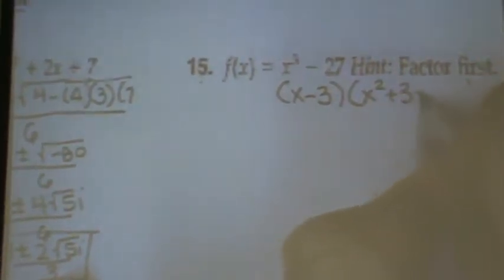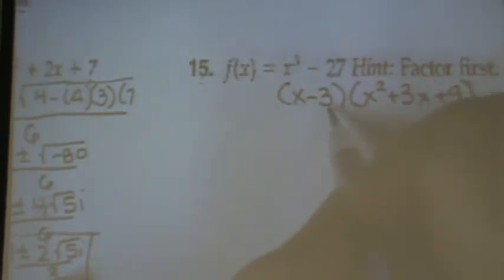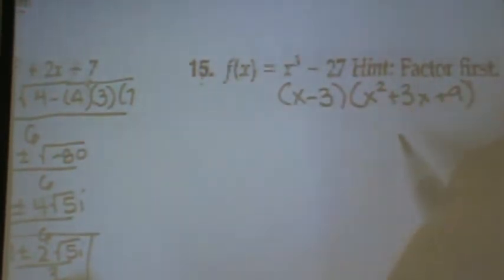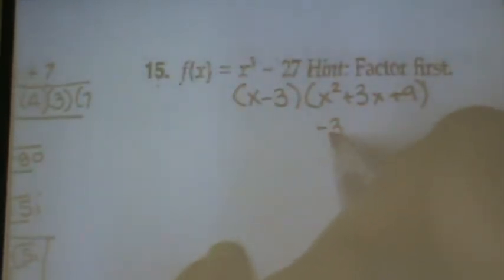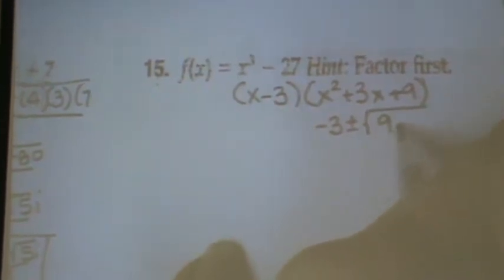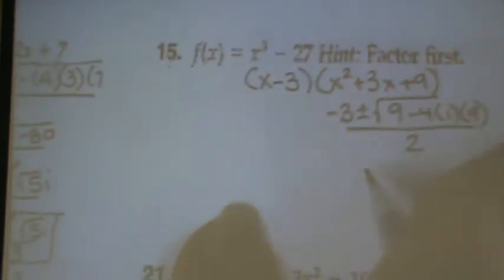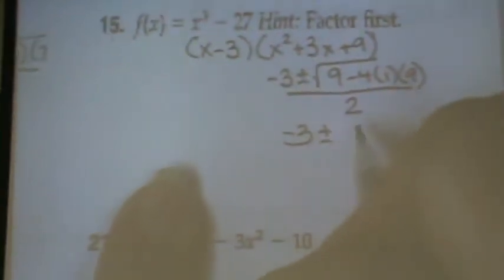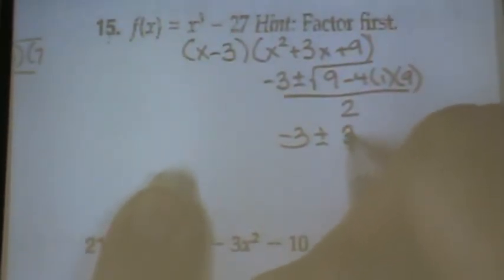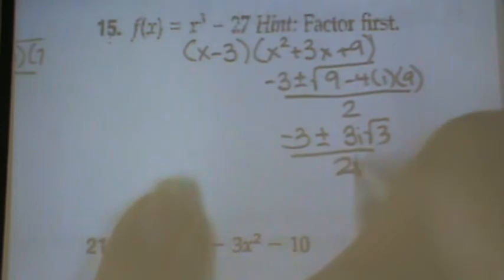Number 15, you're going to factor this. This is going to be x minus 3, x squared plus 3x plus 9. One of your zeros is 3, and these two you'd have to use the quadratic formula to find. So it's going to be negative b, so negative 3 plus or minus b squared, 9 minus 4 times 1 times 9. So this is 36, so it's going to be negative 27 all over 2. So negative 3 plus or minus, this is going to be 3i root 3 over 2.